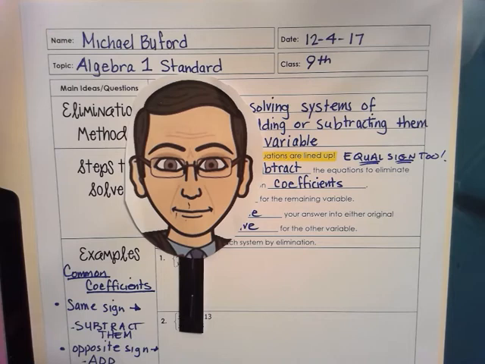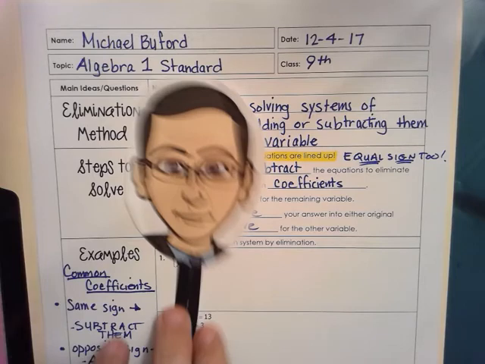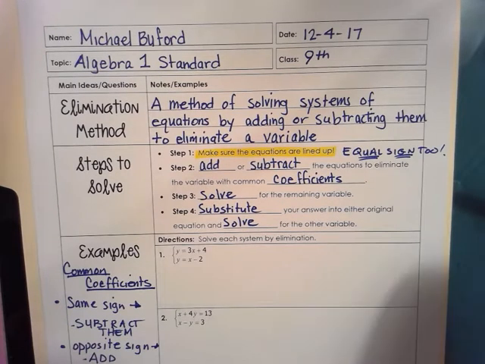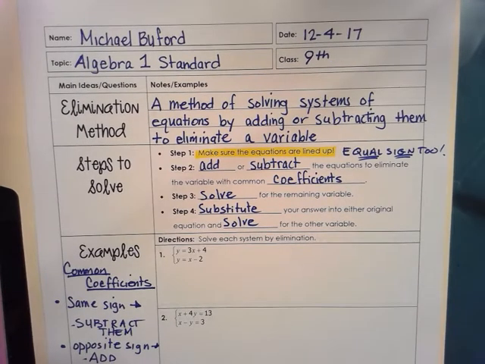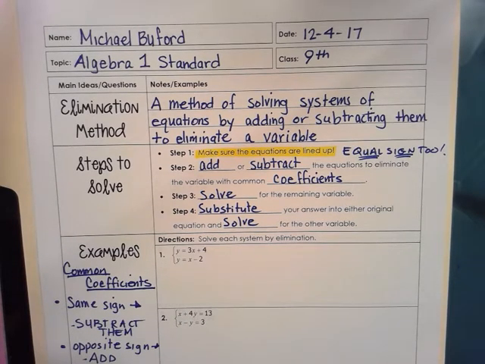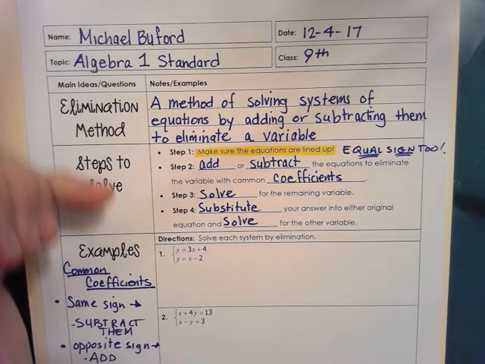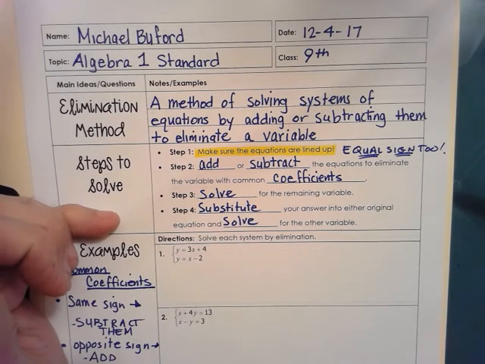Talking about the elimination method. It's a method of solving systems of equations by adding or subtracting so that you can eliminate one of the variables. Go ahead and stop the video and copy down these first two sections so that you have these notes to refer to while we're working examples.